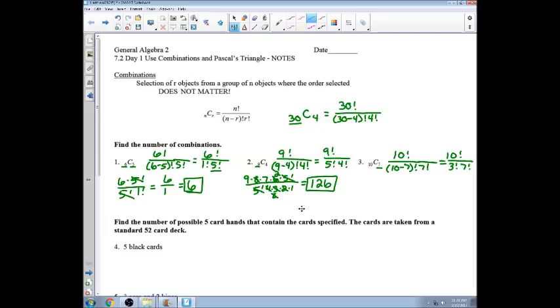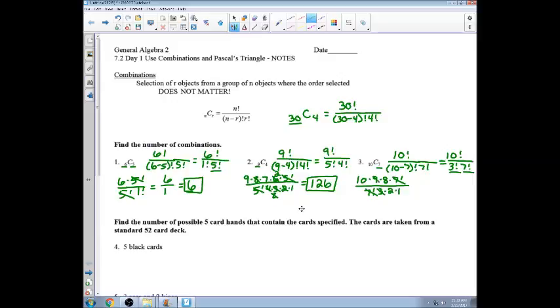But again, I'm going to write my 10 factorial out until I get to my largest factorial in my denominator, which is the 7 factorial. So it'll be 10 times 9 times 8 times 7 factorial over 7 factorial. Now I have to work with my 3 factorial. That would be 3 times 2 times 1. Get rid of the 7 factorials.